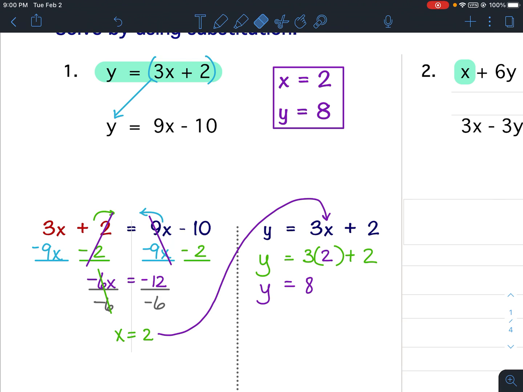Please make sure you have all of that written down. Now, if you didn't draw this arrow thing here, I'm okay with that. All right, if you have any questions on problem number 1, please let me know.